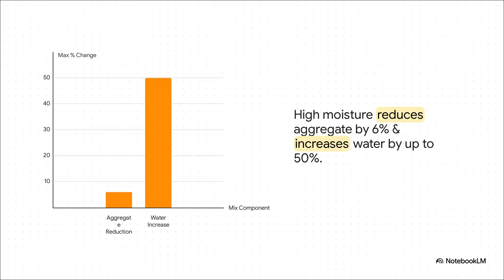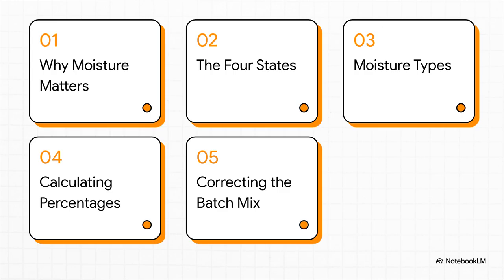If you don't correct for that moisture, you could be secretly shorting your aggregate weight by 6%, while at the very same time, you're jacking up the free water in the mix by 50% or even more. That completely destroys your water-cement ratio and throws the entire mix design out the window. So, to make sure you can master this, we're going to walk through 5 key areas. We'll start with the why, then get into the 4 states of aggregate, understand the different types of moisture, run through the actual calculations, and then, the most important part, correct the batch mix.